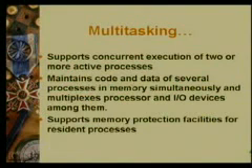It maintains code and data of several processes in memory simultaneously. So you might have initiated multiple tasks and all of them are in memory, and it multiplexes the processor and input-output devices among them. It supports a memory protection facility for resident processes. All those processes should not get mixed up. They should have their own memory, their own processing space, and their own processing requirements fulfilled. That is what multi-programming will look into.